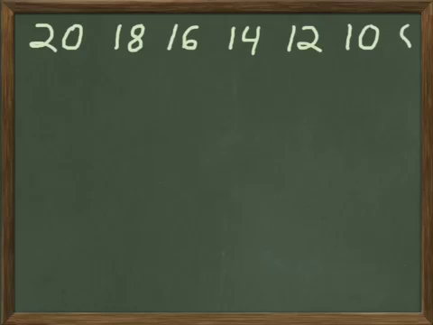What is 2 from 10? That would be 8. And then what is 2 from 8? 2 from 8 would be 6, right? What's 2 from 6? That would be 4. What's 2 from 4? 2 from 4 is 2. And then what's 2 from 2? We all know that's 0. Okay, we subtracted our way down from 20 to 0 by 2's. How about that? Well, let's do that again with another number.